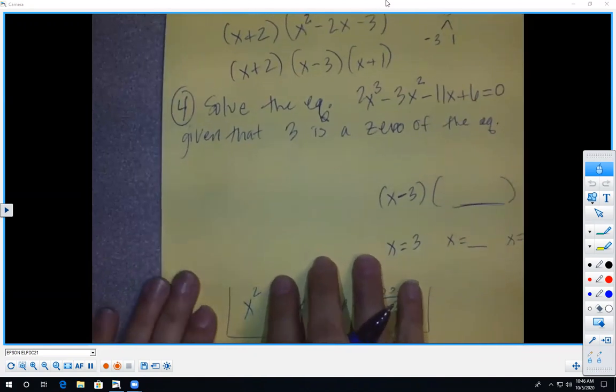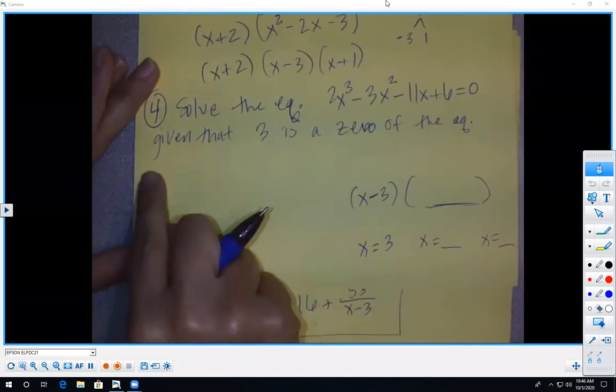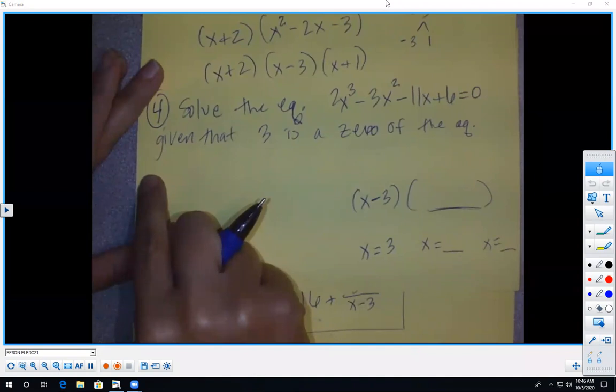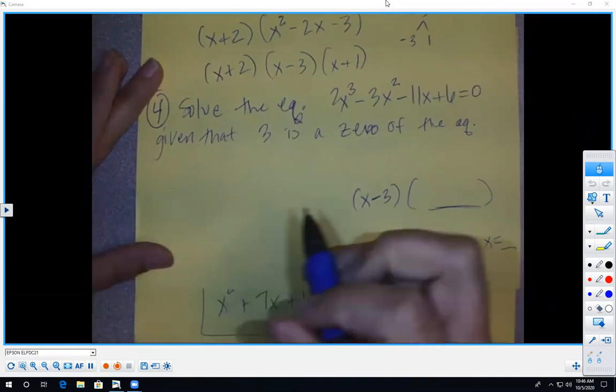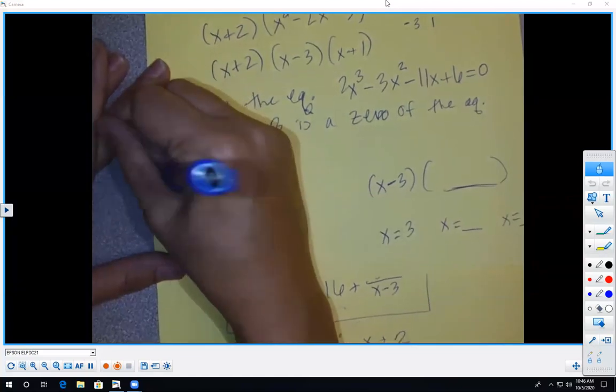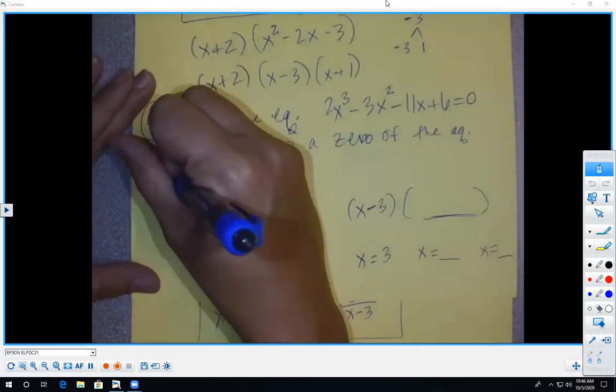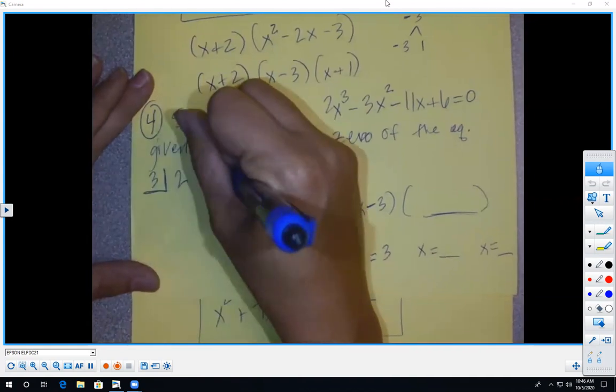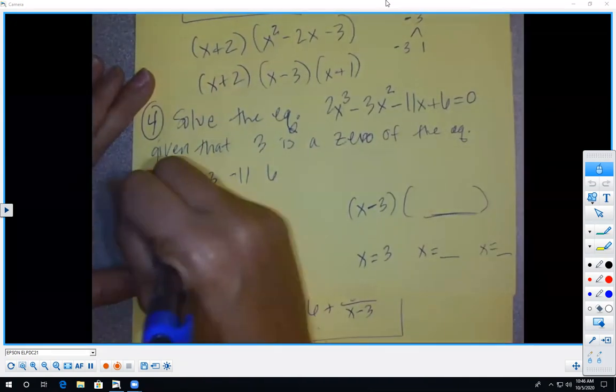Okay, so let's divide it. Let's use synthetic division. What's the number I'm putting at the top here? Is it 3 or -3? 3. You're always putting the 0 at the top, or the solution, or the root. Okay, my coefficients are 2, -3, -11, and 6.